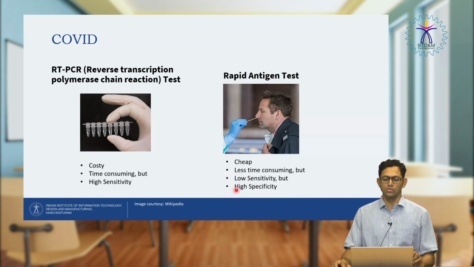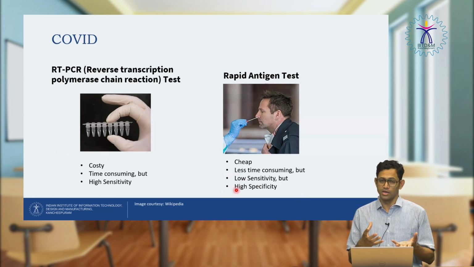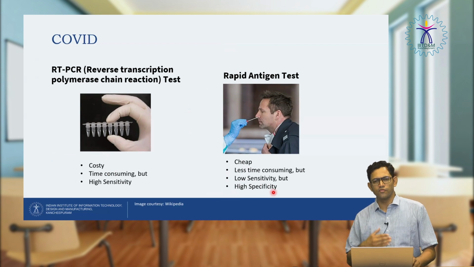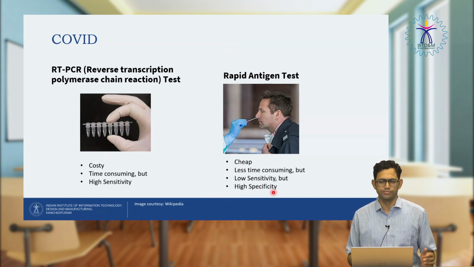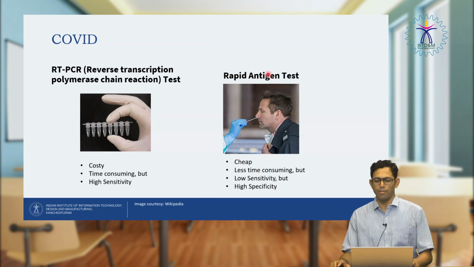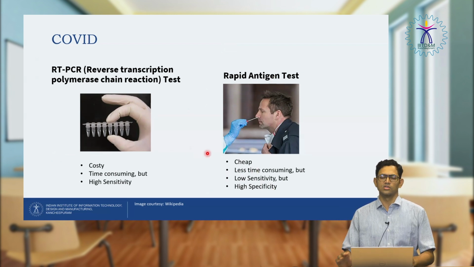But there was something known as specificity, which was very high, more than 90% in the case of the rapid antigen test. So what does it mean? It means that with high specificity, if you are found to be negative, you cannot be sure whether you are suffering from COVID or not, right? But if you are found to be positive in the rapid antigen test, it means there is a significant chance that you have COVID. So that is the meaning of specificity.